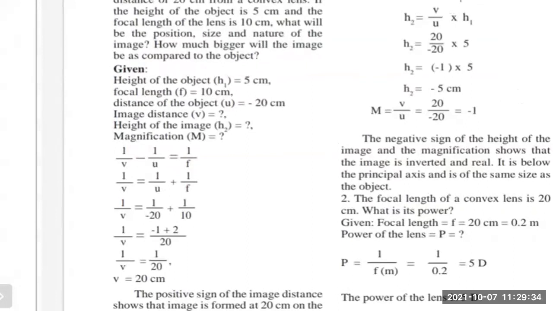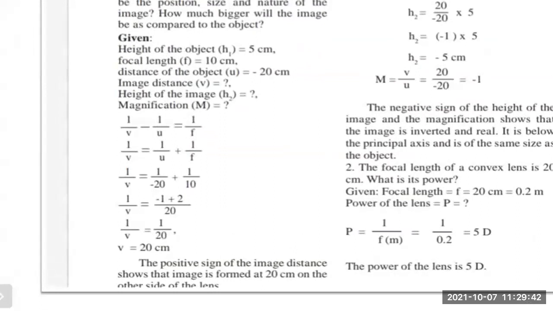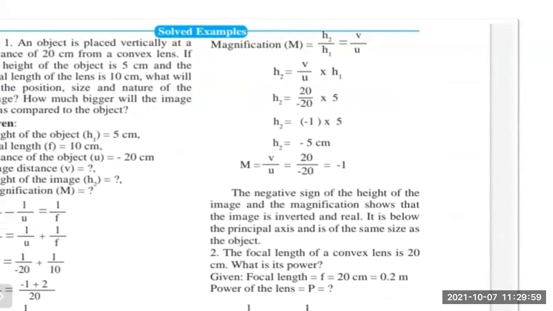So you can see there the things are substituted like object distance and the focal length. Then by solving that, you get the image distance, that is 20 centimeter. Now the positive sign of the image distance shows that the image is formed at 20 centimeter on the other side of the lens. Got it? So from this formula you got the image distance. Then magnification we have to find.